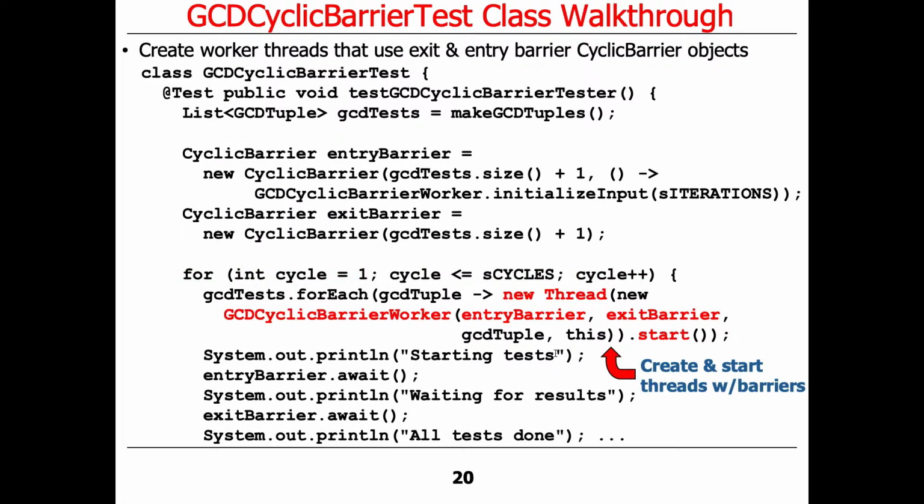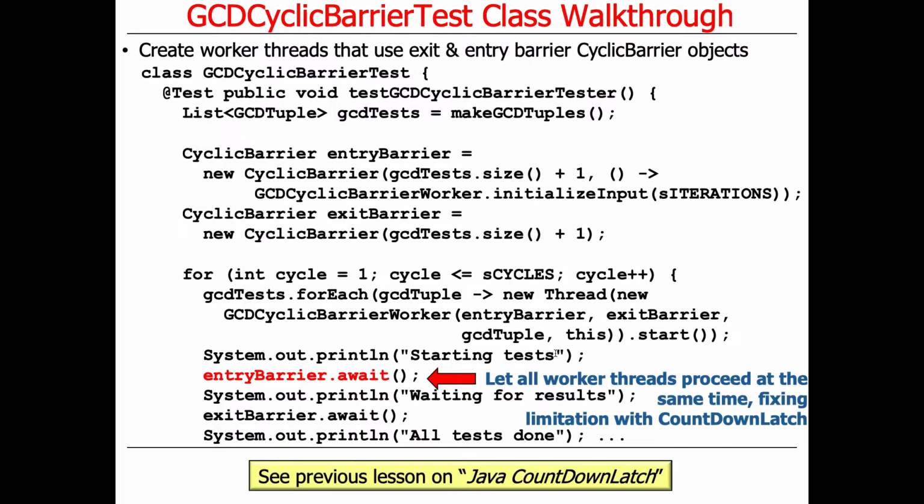Every time through the test, we're going to create a new thread. This will run the GCD cyclic barrier worker class, which we'll look at in a second, passing in the entry and exit barriers. And we start the threads. We don't want anything to start yet. And moreover, we're actually going to make everybody wait until everybody's ready.